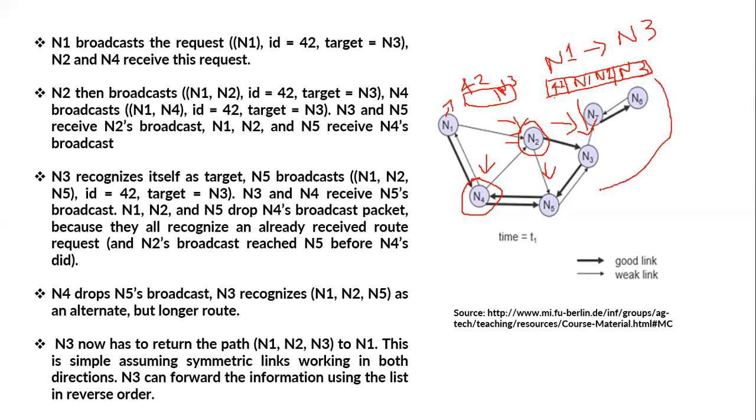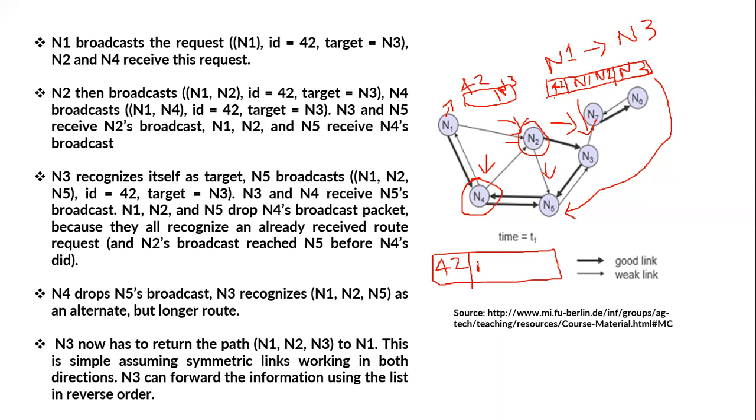Similarly, the same packet will go to N4 also. Okay. Similarly, the same packet will go to N5 also. Now N4 also should broadcast. Where will N4 broadcast? It will broadcast to N5, to N2, and also to N1. So the packet that N4 broadcasts will look like this. The ID of the packet is 42.